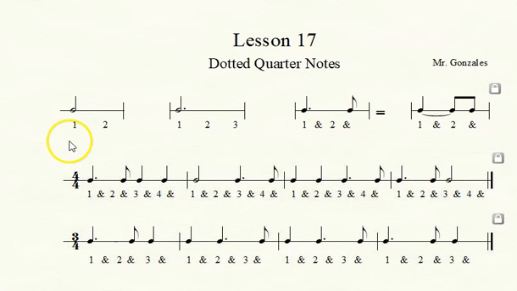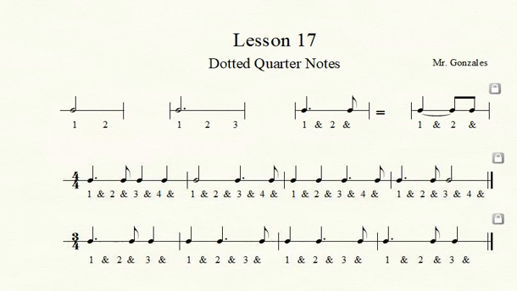Let's go. Remember, a dot after a note increases the duration by half the original value. Here, we see a half note. It equals 2 beats by itself, but when we add the dot, it adds half of the value of 2, which is 1. So now a dotted half note equals 3 beats.